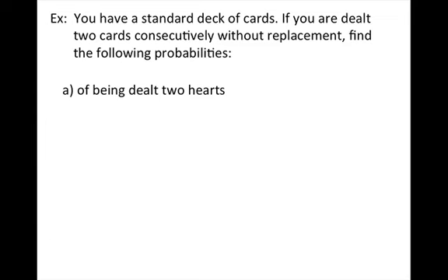In the next example, you have a standard deck of cards. If you're dealt 2 cards consecutively without replacement, find the following probabilities. So I want to find the probability of being dealt 2 hearts. That's the probability that the first card is a heart times the probability that the second card is a heart given that the first card was a heart. Well, in a deck, I have 13 hearts out of 52 total cards. So for the first card to be a heart, the probability is 13 out of 52.